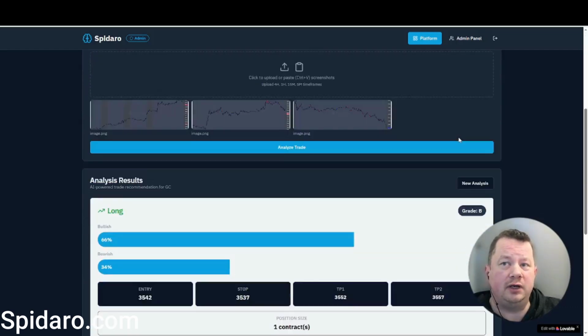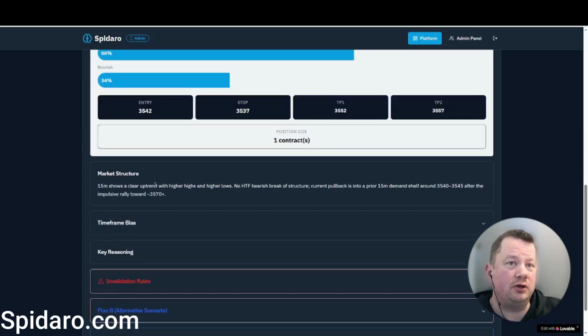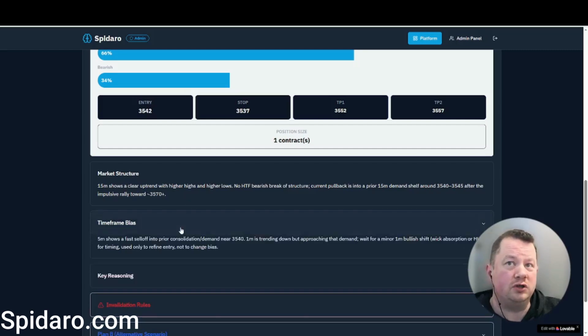So we have an analysis in. It's recommending one contract. Clearly, it's only a $500 risk, so anything more than one contract would be quite ridiculous. We have our entry point here. It's actually recommending a bullish move, purely because of the rejection after breaking it. So the market structure is stating that the 15-minute shows a clear uptrend, higher highs, higher lows, no higher time frame bearish breaker structure, and the current pullback is to a demand area. So it's recommending a bullish move from there.